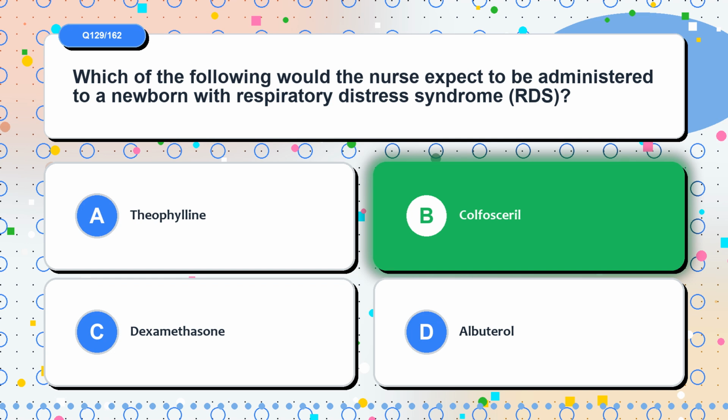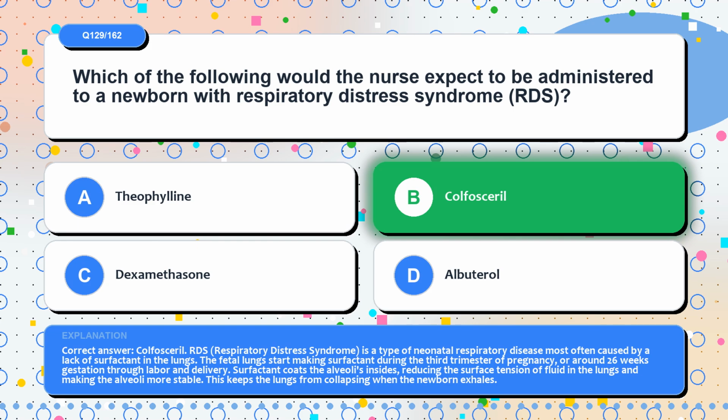Colfosirol. Correct answer, colfosirol. RDS, respiratory distress syndrome, is a type of neonatal respiratory disease most often caused by a lack of surfactant in the lungs. The fetal lungs start making surfactant during the third trimester of pregnancy, or around 26 weeks gestation, through labor and delivery. Surfactant coats the alveoli's insides, reducing the surface tension of fluid in the lungs and making the alveoli more stable. This keeps the lungs from collapsing when the newborn exhales.